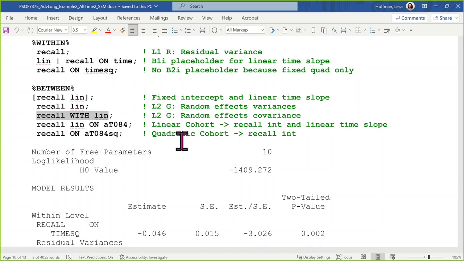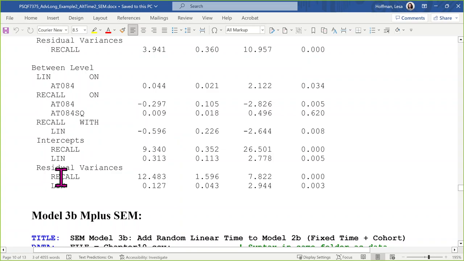So that means that in the output, we now have this term right here, the between model residual variance for lin. I would call that my random slope variance for linear time. And we have recall with lin. That's the covariance between the random intercept and the random linear time slope. Those are my two new parameters. Everything else is the same. And I think that's the last model.